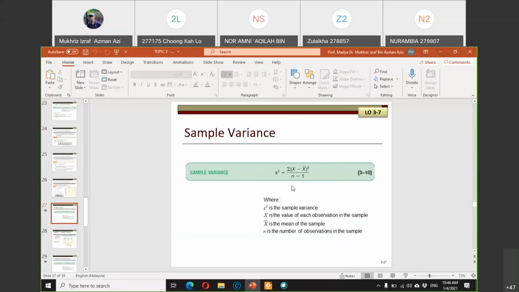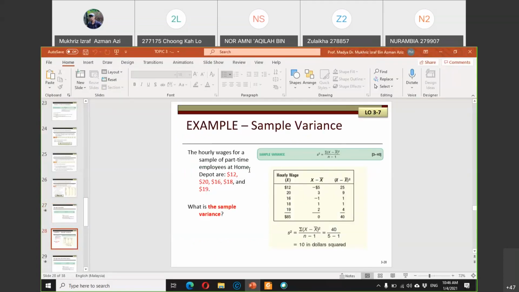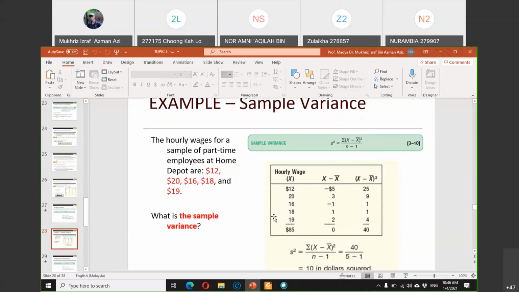The example given is very similar, but this one is just a short example. There are 5 observations: 12, 20, 16, 18, 19. What is the sample variance? Basically, you repeat the same process. First, you need to calculate the mean. The mean value is not shown here, because x bar is the sum of 12 plus 20 plus 16 plus 18 plus 19, divided by 5. Then you will get the mean value.